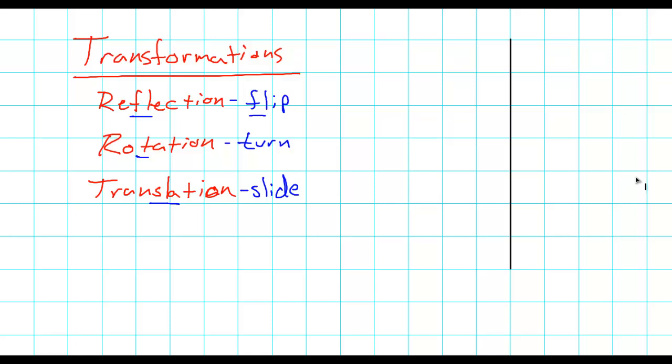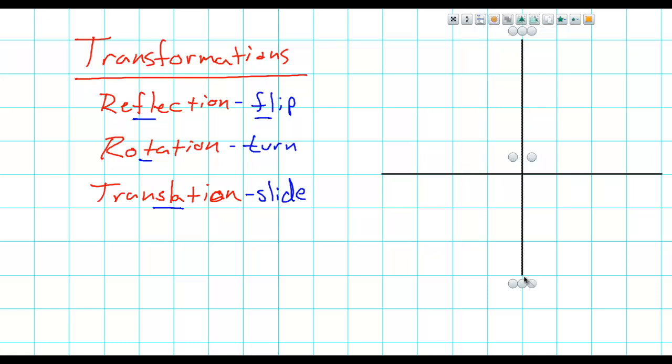So we're going to be making our X and Y axis, just like we've been doing for the last few lessons. And we don't need a very big one for this. Make it a little bit bigger. Okay, I'm going to put a few points on here.